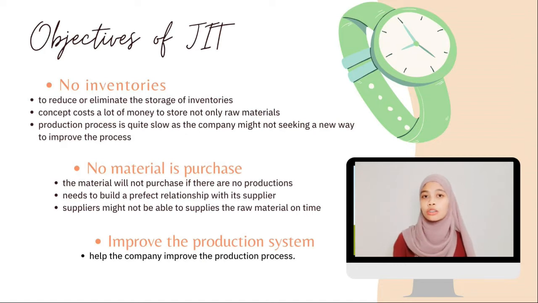However, to meet this objective, the company that implements just-in-time needs to build a perfect relationship with its supplier, or in other words, the supplier could access the company system to understand the demand. Otherwise, the supplier may not be able to supply the raw material on time and as required. This is the warning point for the company that wishes to implement this system. And lastly is to improve the production system. Another main objective of the just-in-time production system is to help the company improve the production process.